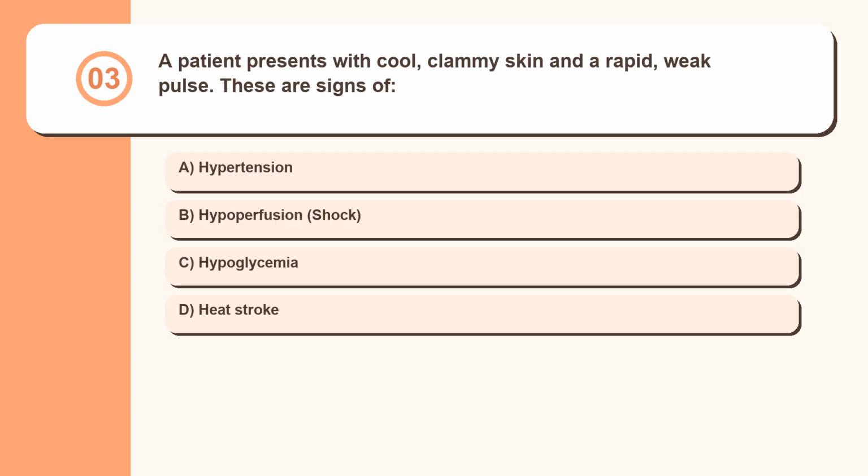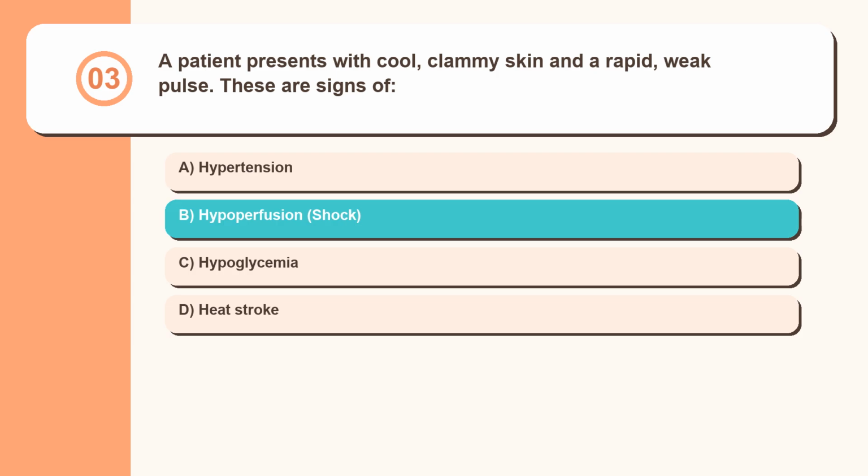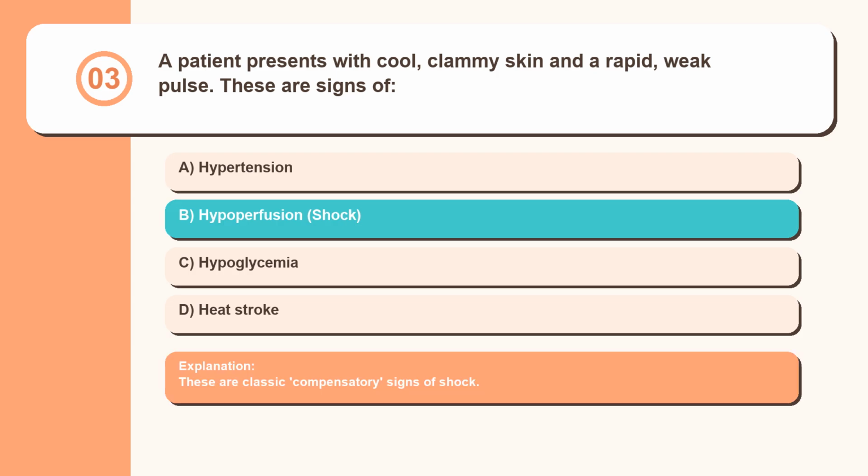Question 3. A patient presents with cool, clammy skin and a rapid, weak pulse. These are signs of hypertension, hypoperfusion, shock, hypoglycemia, heat stroke. These are classic compensatory signs of shock.